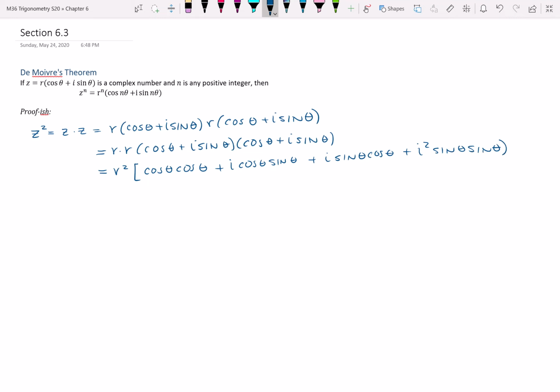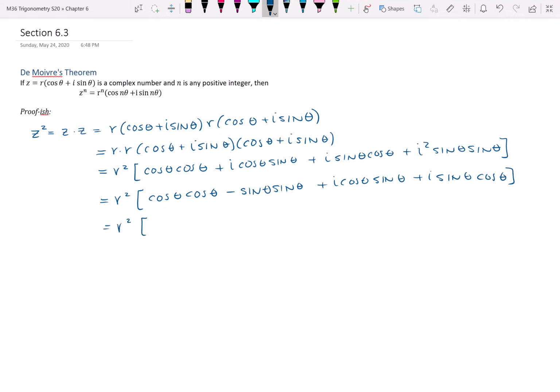And we know that i squared is defined to be negative 1, so I'm just going to simplify that a little bit here. So cosine of theta cosine of theta, and then I'm going to have negative sine of theta sine of theta. And again, the reason why I moved it was because I wanted the real parts together and then the imaginary parts together. So I get plus i cosine of theta sine of theta plus i sine of theta cosine of theta.